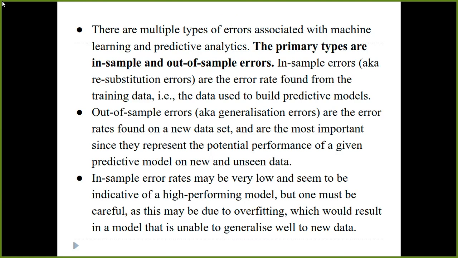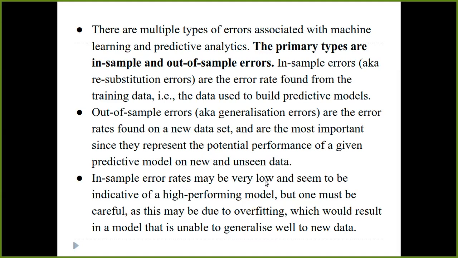Errors on the new data set are important since they represent the potential performance of a given predictive model on new or unseen data. Even though training data is used to train the model, the actual application of the model is based on the test data only. How correctly it can predict the test data, then only we can say it is a success or real application of our model.